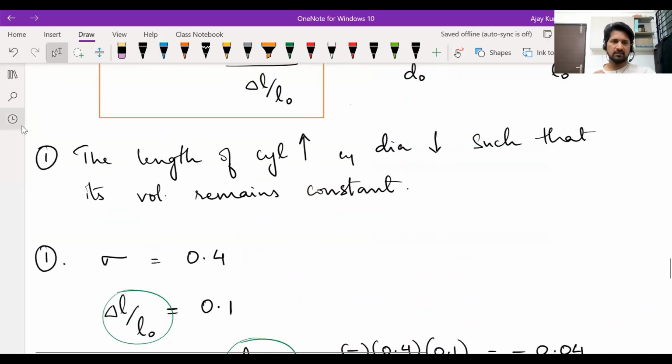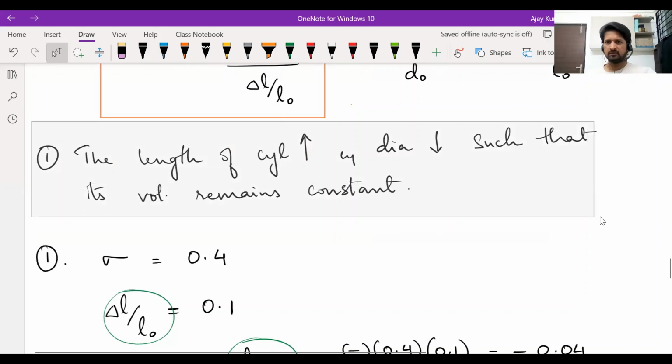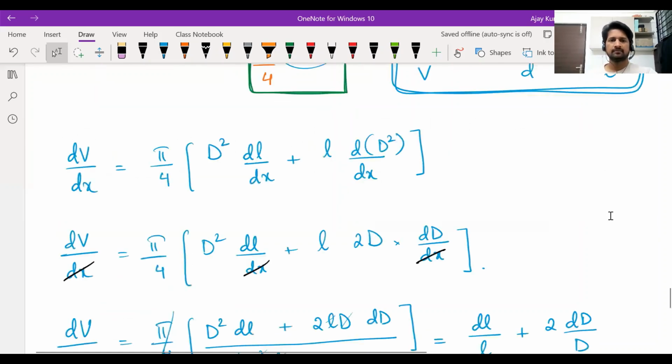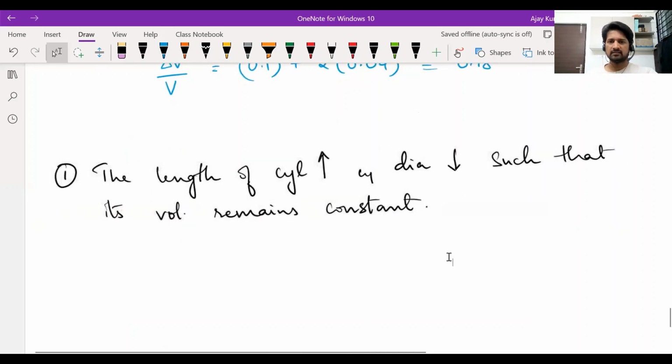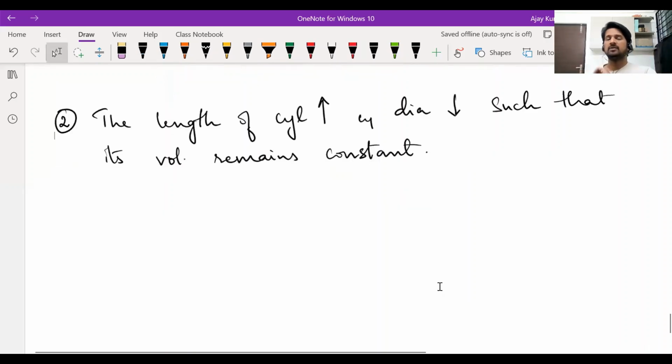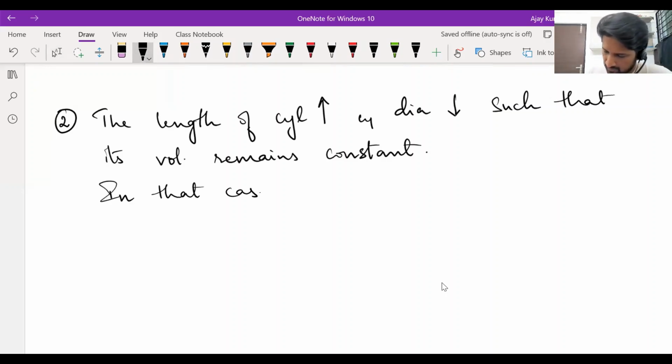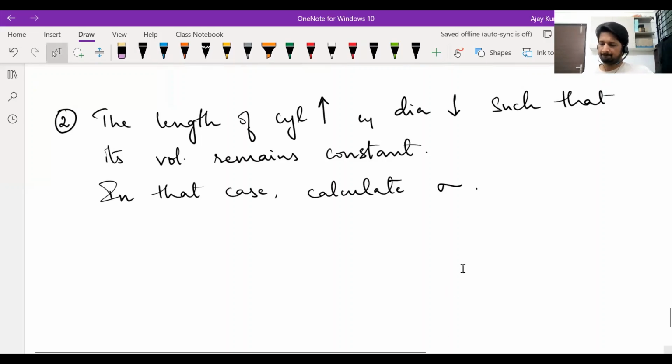Now the reverse. This is the slightly tricky question that I was talking about. The length of a cylinder is increased and its diameter automatically decreases. That need not be mentioned. The length increases and diameter decreases such that the volume remains constant. In that case, calculate the Poisson ratio of the cylinder. Try this, all of you.